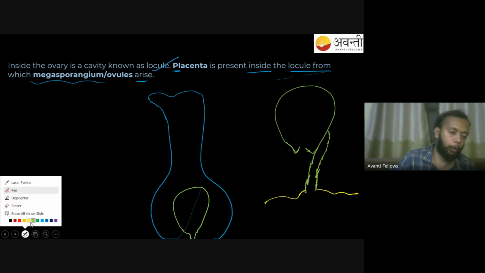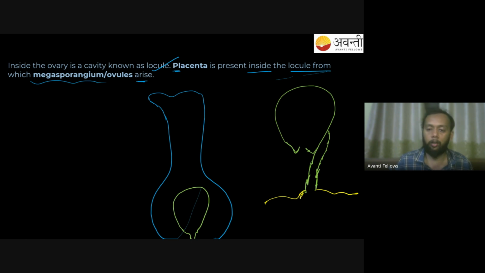So this particular portion from which this ovule has been attached, this area is called my placenta. This ovary wall, जहां से मेरा ovule attach होता है, this part over here is called your placenta. So that is something to be clear to you.